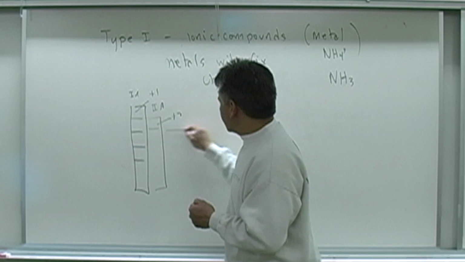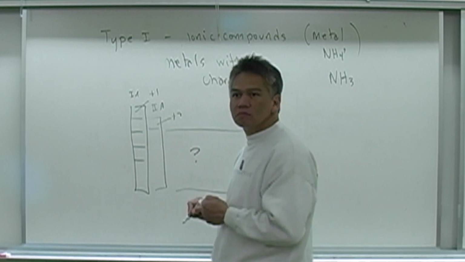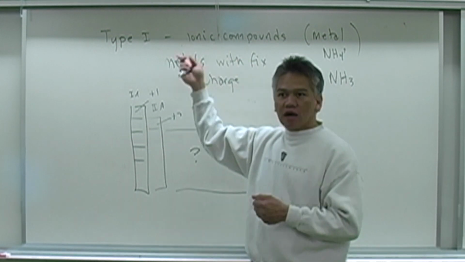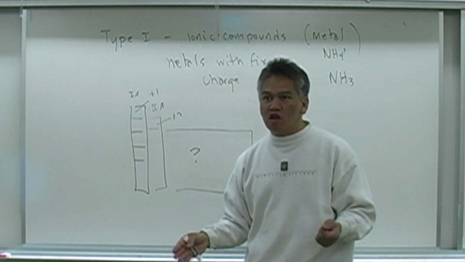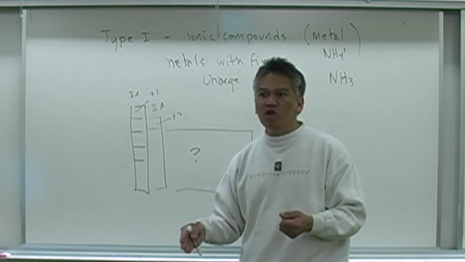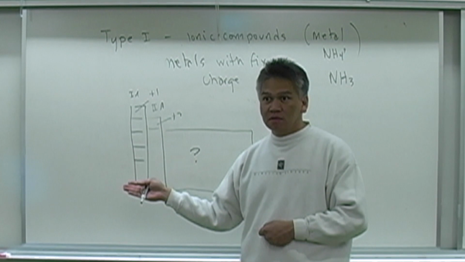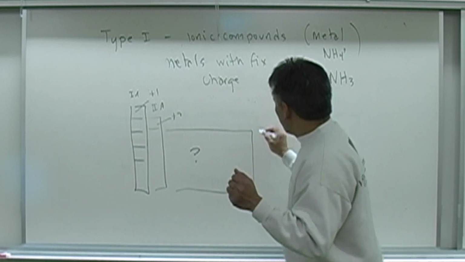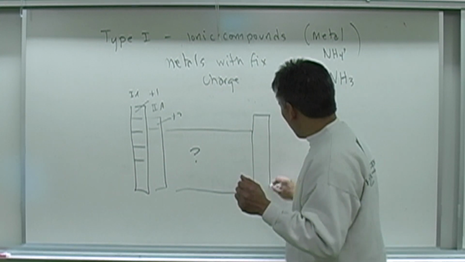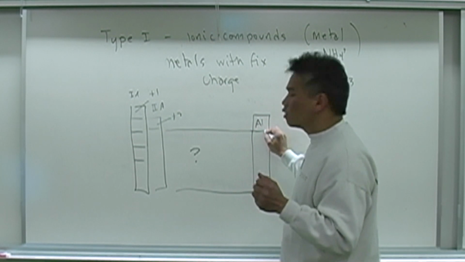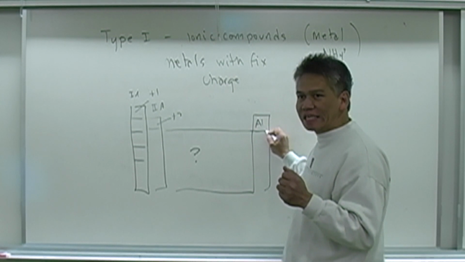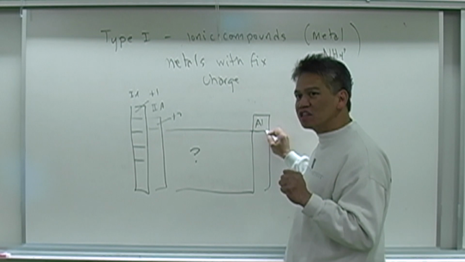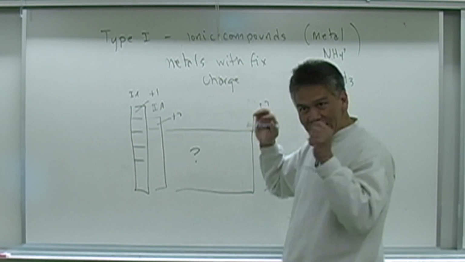The transition metals, you don't know. They're not a type 1 compound because you don't know their charge. They can give up 2, they can give up 3, sometimes they can give up 7. You don't know. But the other element that you do know is aluminum. What family is it in? 3. So what do you think the charge is? Plus 3. That has a fixed charge.